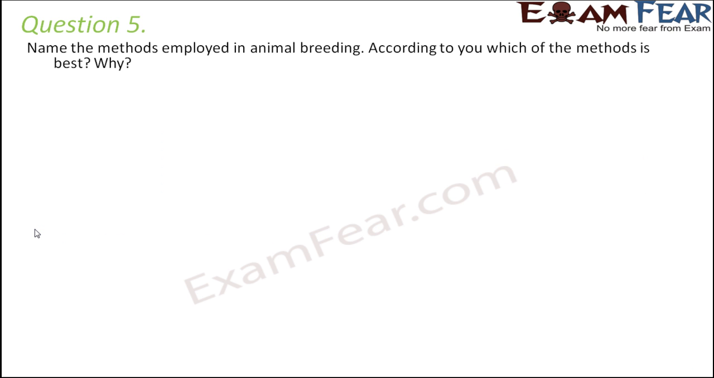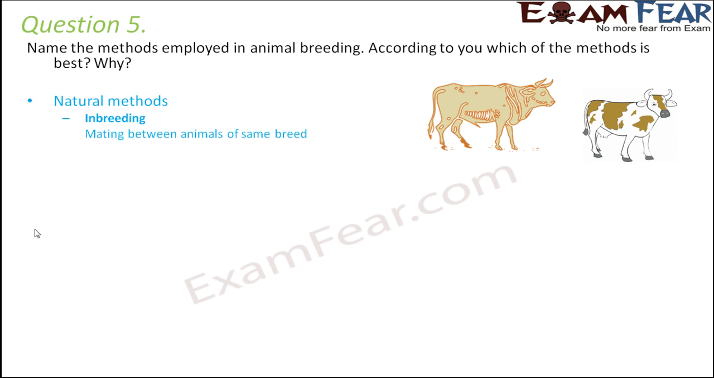Question number 5. Name the methods employed in animal breeding. According to you, which of the methods is best and why? Now, we already discussed all the types of methods which are involved in animal breeding. There are two categories of methods. One is the natural methods and the other one is artificial methods.